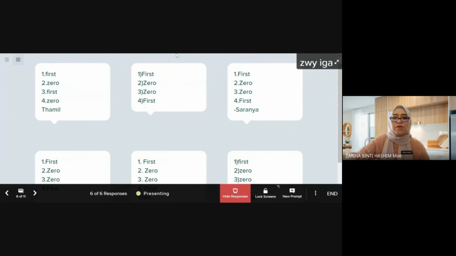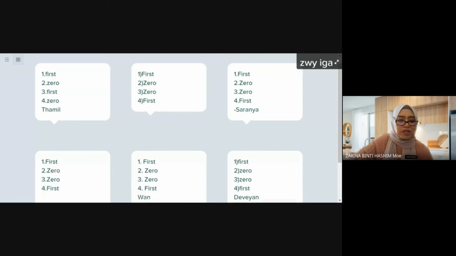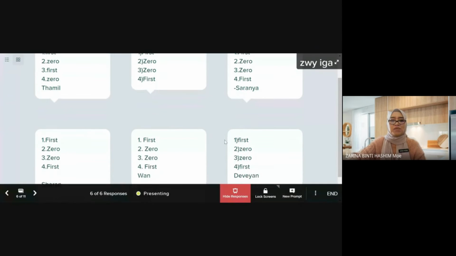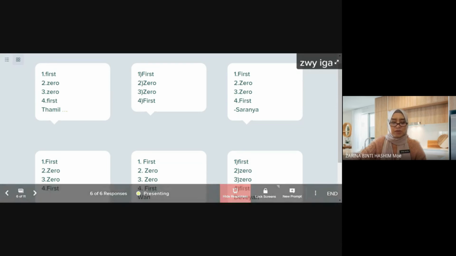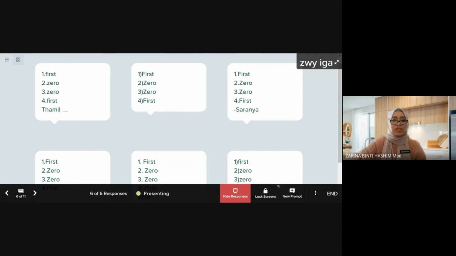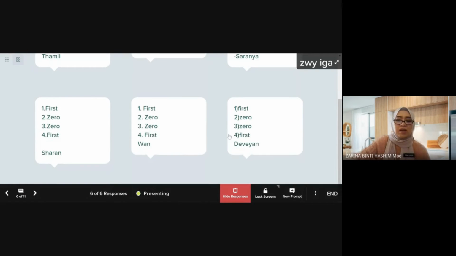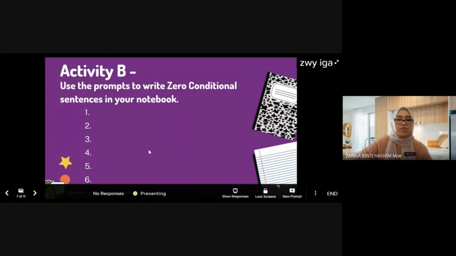Okay, number four. Let's look at the question. Which conditional can we also use may, might, or could? Just now I think I've already mentioned you can also use other words than will for the first conditional. So the answer is first. Tamil, please do the correction. Number three, zero. Number four, first. Okay, now we are going to do the next activity, which is B.